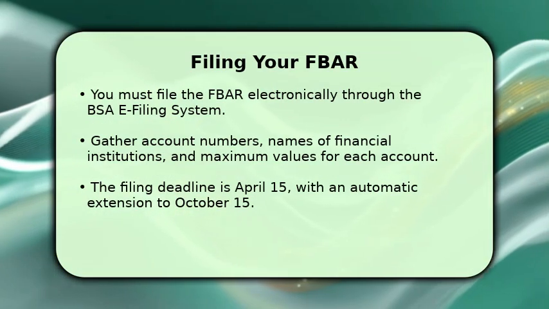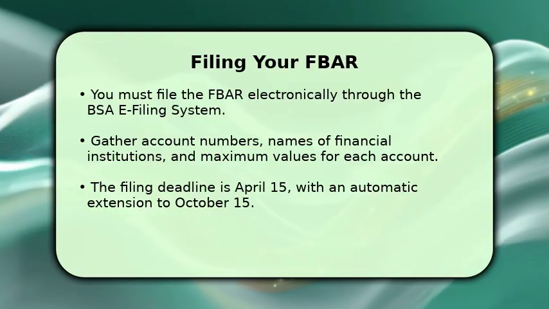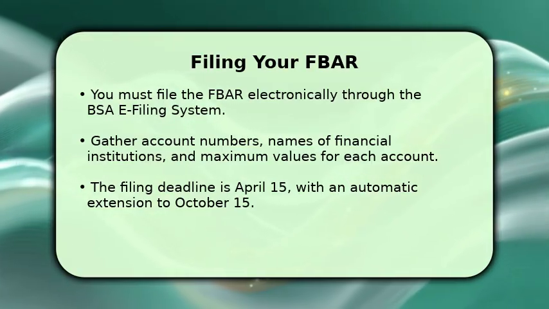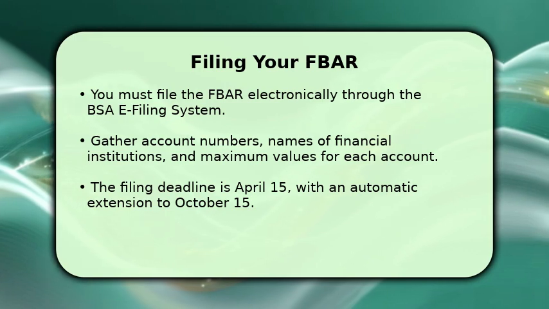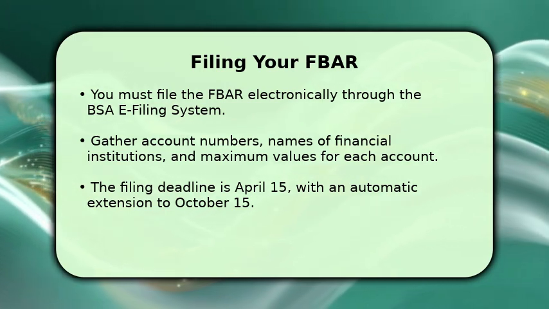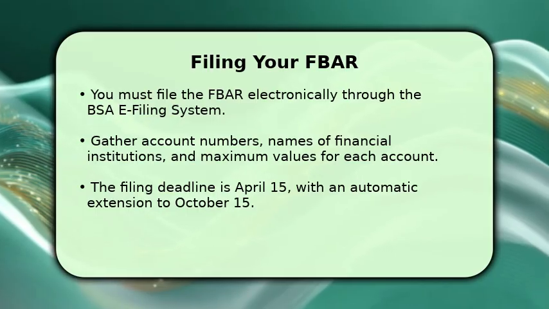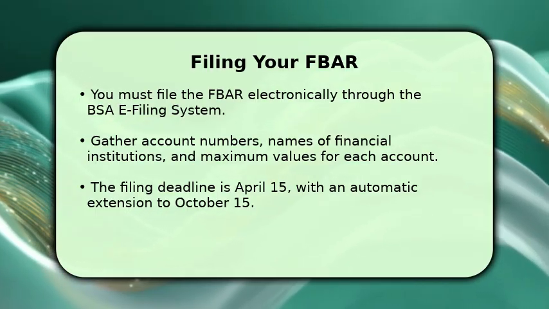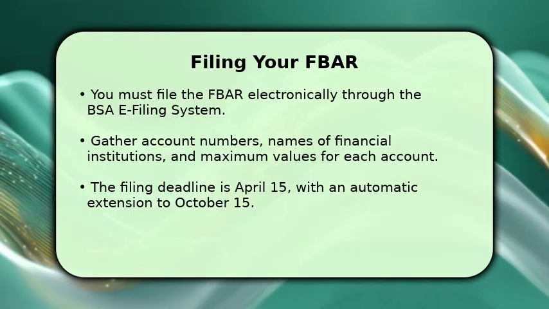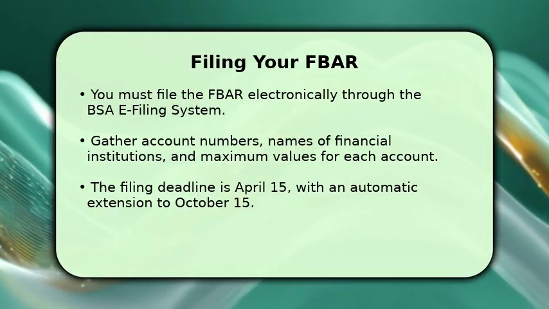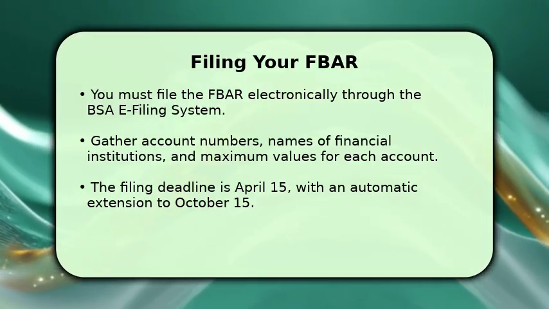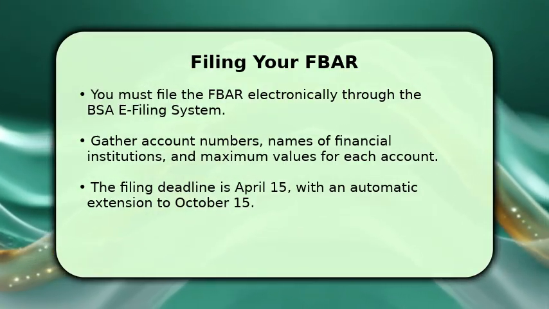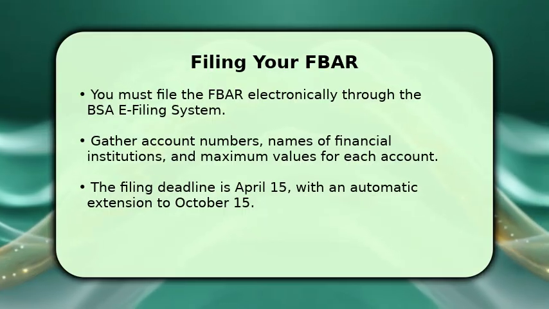Filing your FBAR is done electronically through the BSA e-filing system on the FinCEN website. Before you begin, collect all necessary information for each foreign account, including the account number, the name and address of the financial institution, and the maximum value held in the account during the year. The deadline is typically April 15, but you receive an automatic extension until October 15.